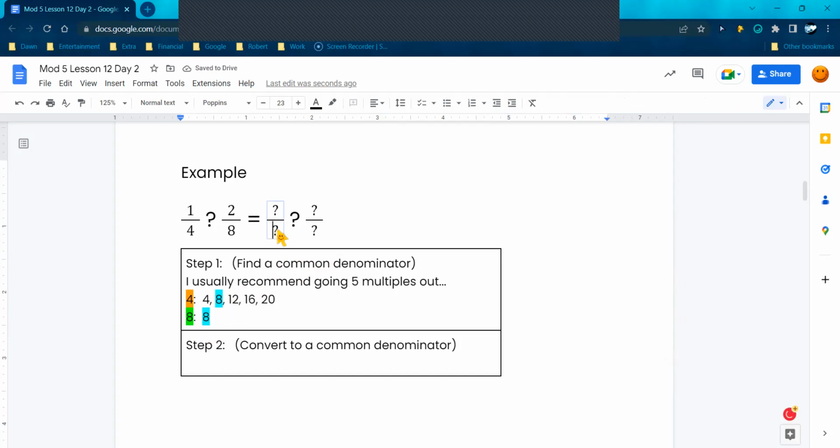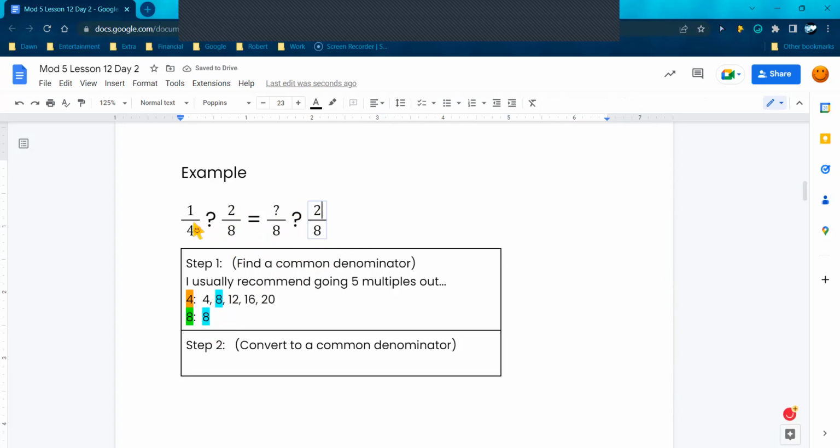So right up here in my fraction, I'm going to take out this question mark and put in an 8. Now what's great is this one already has an 8 and it has a 2 in the numerator. So I'm going to go ahead and put my numerator up in the second fraction because there's a 2 already.